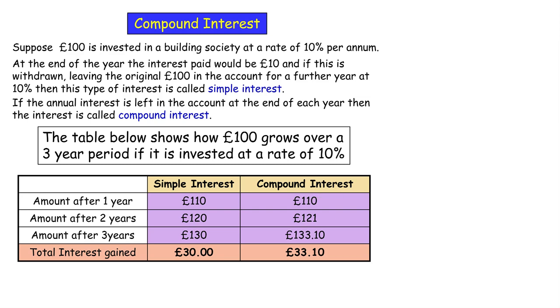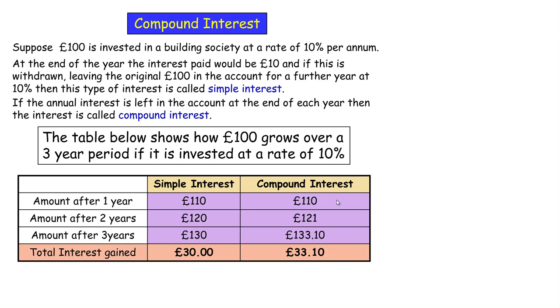Now, simple interest, if we've got £100 and we invest it at 10%, now if we were earning simple interest, we're going to be getting 10% of 100, which is £10 every year. So that original amount, we're just going to be getting 10% of that every year. So we get £10 in the first year, £10 in the second year, £10 in the third year. So we would have earned £30 over the 3 years.